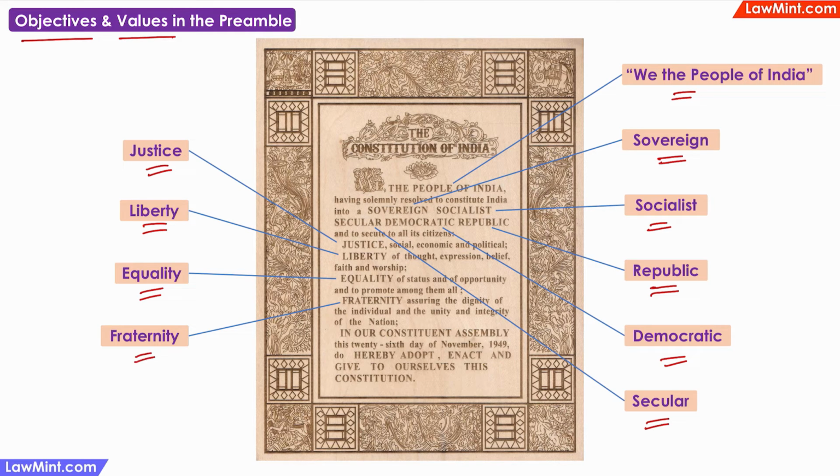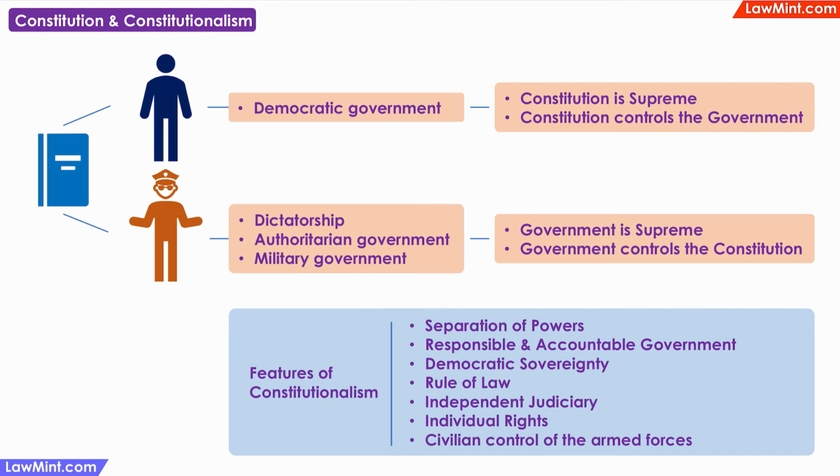And fraternity, which means that we are one people and the dignity of every individual should be protected and the unity and integrity of the nation is of utmost importance. In some university syllabi, the term constitutionalism is also mentioned. So I will briefly explain the concept. It is actually quite simple.